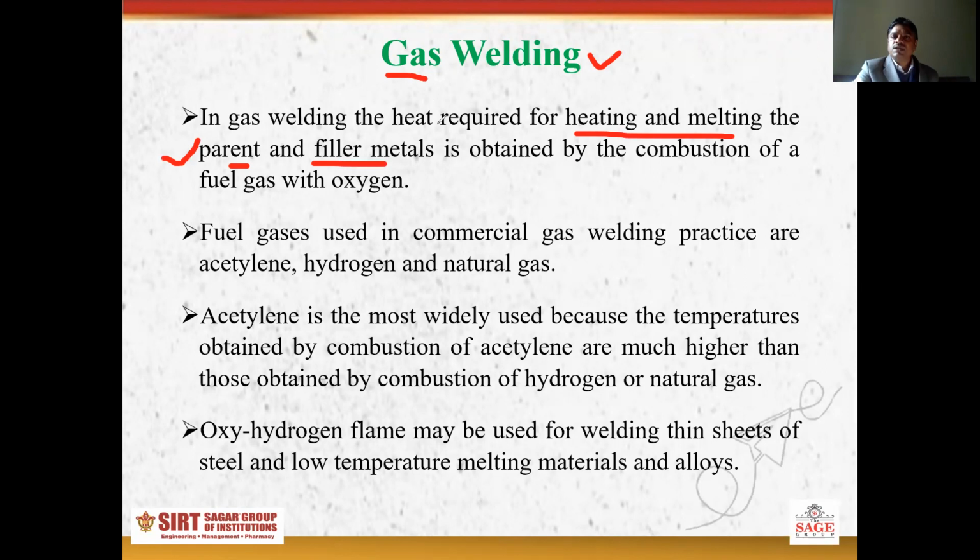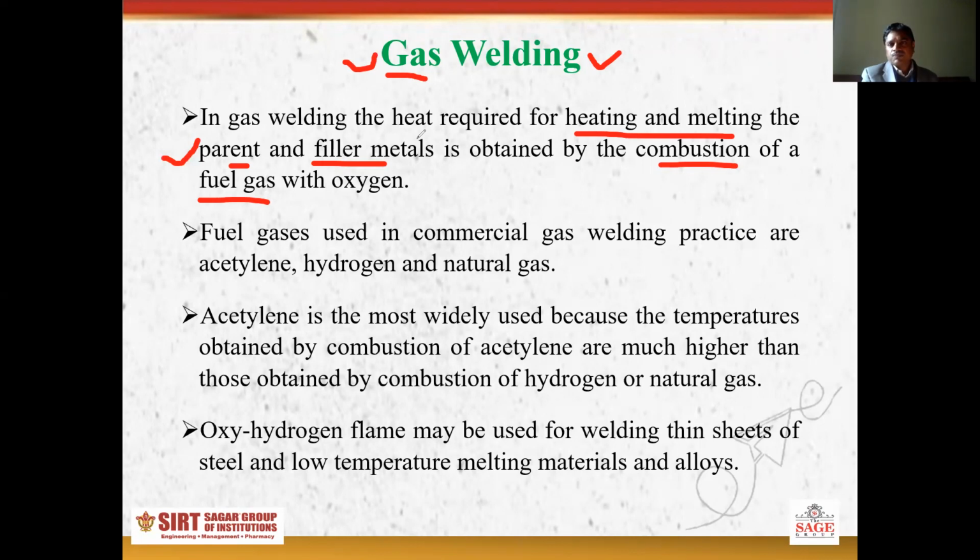So that gas is utilized to produce heat, and that heat is further used for the heating and melting of the metals for the welding. So it is the combustion of the gases which provides the heat for the welding purpose. Simply, in gas welding, the heat required for the heating and melting of the parent and the filler metals is obtained by the combustion of the fuel gas with the oxygen.